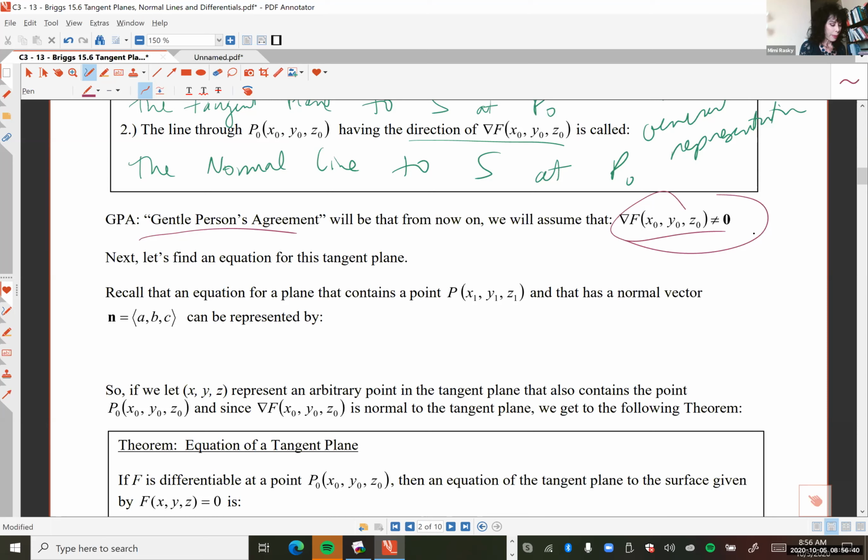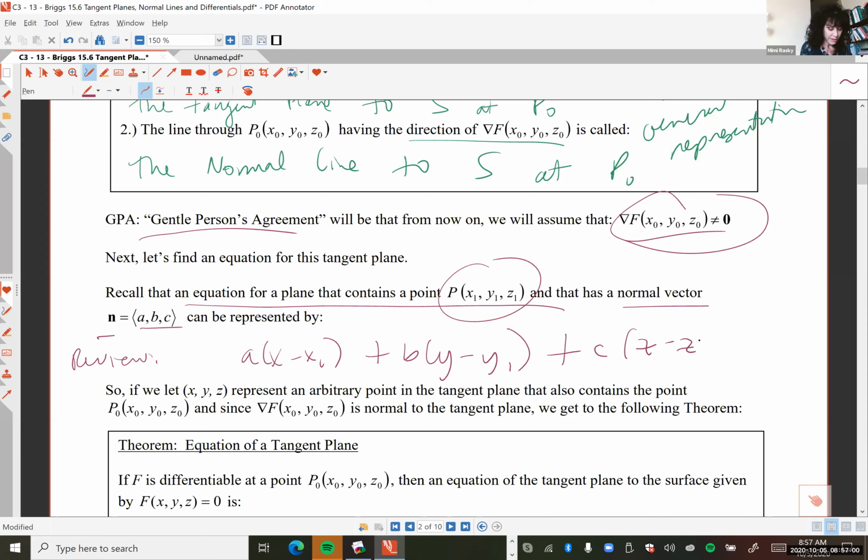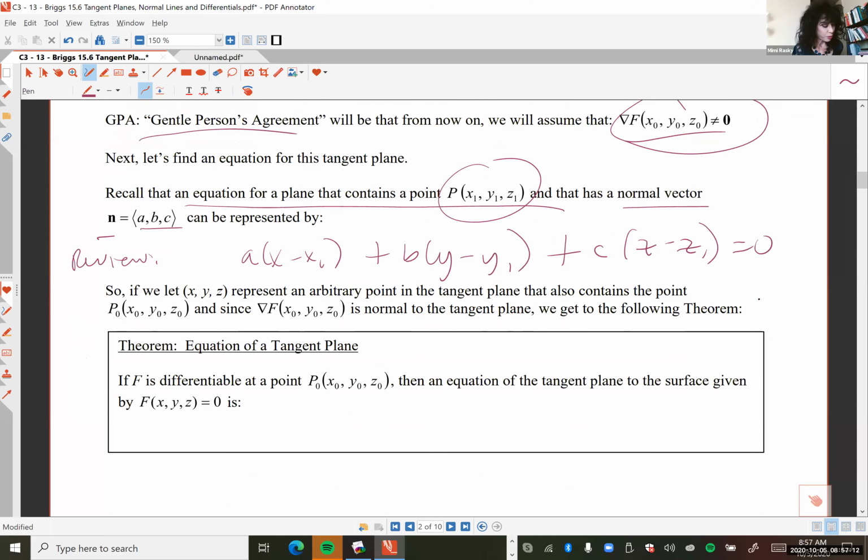Okay, so recall that the equation for a plane, if it contains a point P and has a normal vector n with components A, B, and C, this is just a little review here in case you forgot, because I know you probably have other classes and might forget important things from this class. I'm just doing this as a favor to you. Does everybody remember that this is the standard form for the equation of a plane? Yes, ma'am. Okay, just checking.